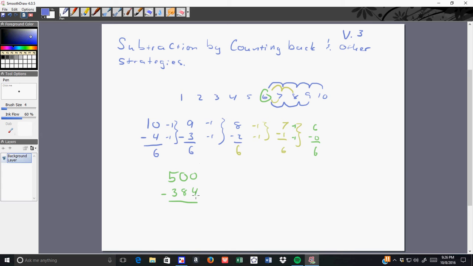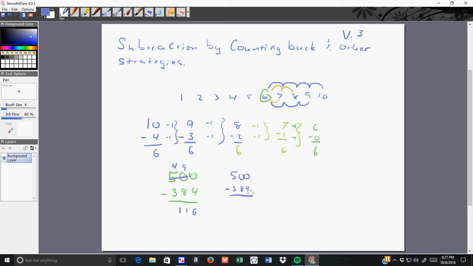Our old algorithm said, cross out the 500, make that into a 49, make that into a 10, and then do 10 minus 4, which is 6. 9 minus 8 is 1, and 4 minus 3 is 1. And that's certainly true, and it certainly works. But I'm going to argue that there's another way of doing this, which makes a little more sense. Actually, there's two more ways.